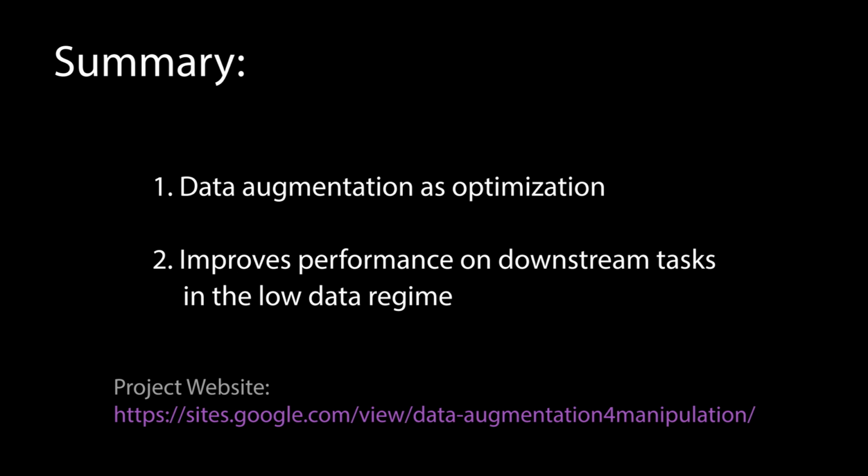In summary, we propose a novel method for data augmentation for robotic manipulation. We frame augmentation as an optimization problem and show in 3 experiments that training on augmentations improves performance on downstream tasks in the low data regime.